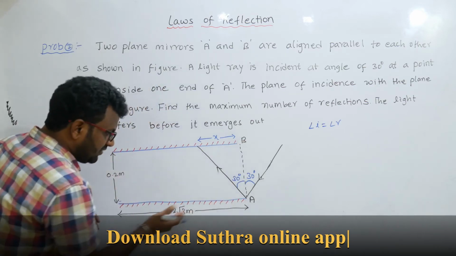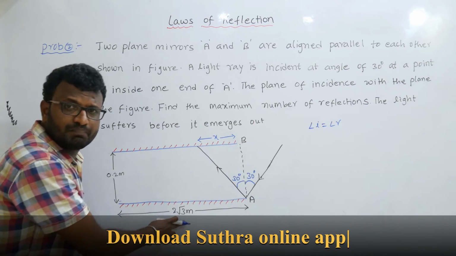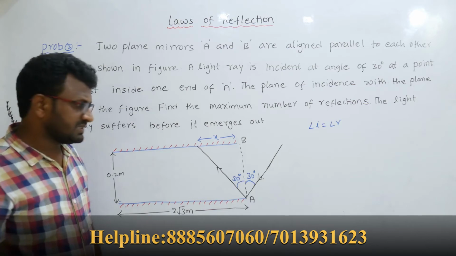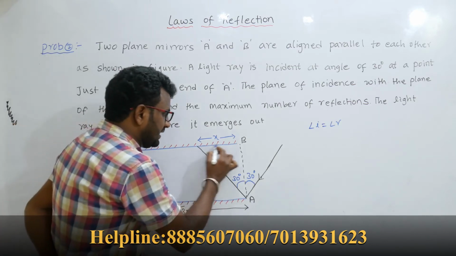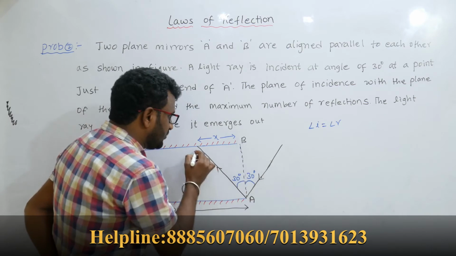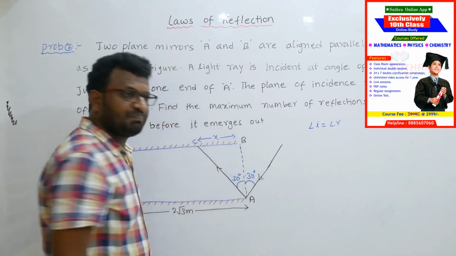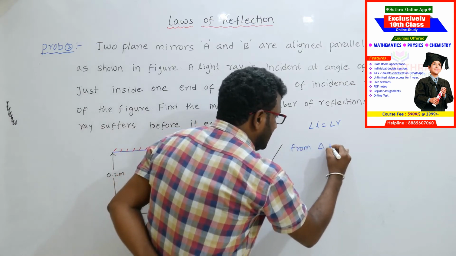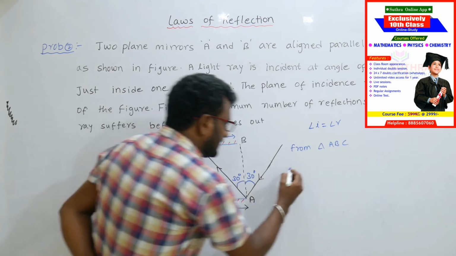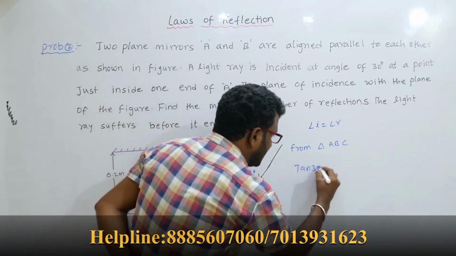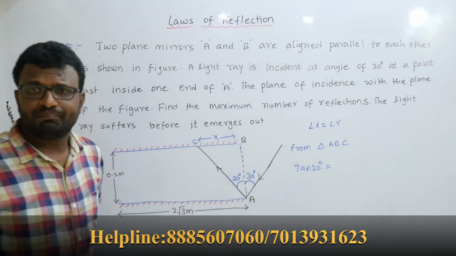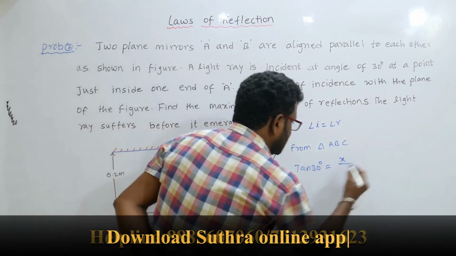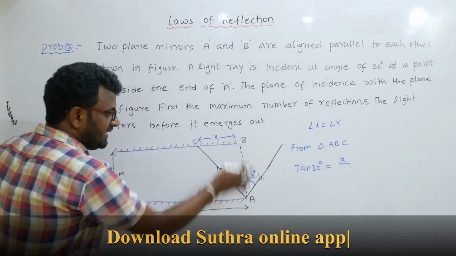Here the total length of the mirror is given as 2√3 meters, and the width between the two mirrors is given as 0.2 meters. Now this looks like a right angle triangle. So A, I am taking this as B, and I am taking point C. From triangle ABC, we can write tan 30 degrees is equal to opposite side by adjacent side. So what is the opposite side here? x. What is the adjacent side? That is nothing but BA or AB.